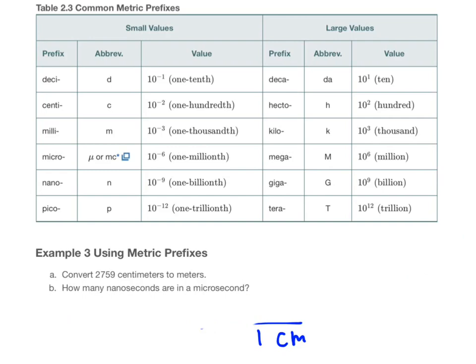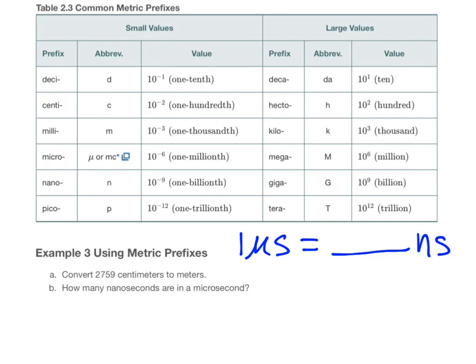How many nanoseconds are in a microsecond? So the how many nanoseconds, that's what we're trying to find, and we're starting with a microsecond. Right, so we want to know what is 1 microsecond, okay, and that equals how many nanoseconds. Okay, so which one is smaller, which one's larger?